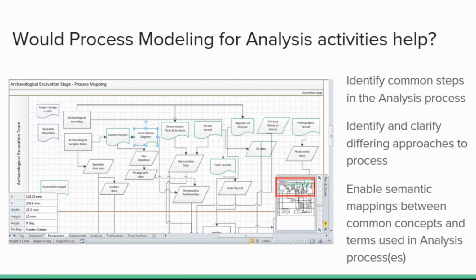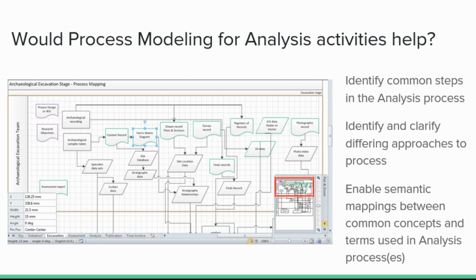There's a question which I put in for myself, if nobody asks the question at the end: would process modelling for analysis be useful? This is an example of something we've done for excavation. It's notable that Roskams has written a manual for excavation, but we don't really have a manual for what we do in post-excavation.